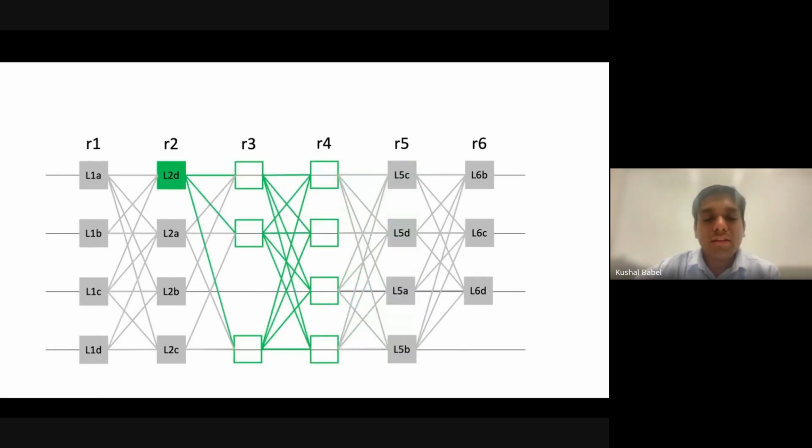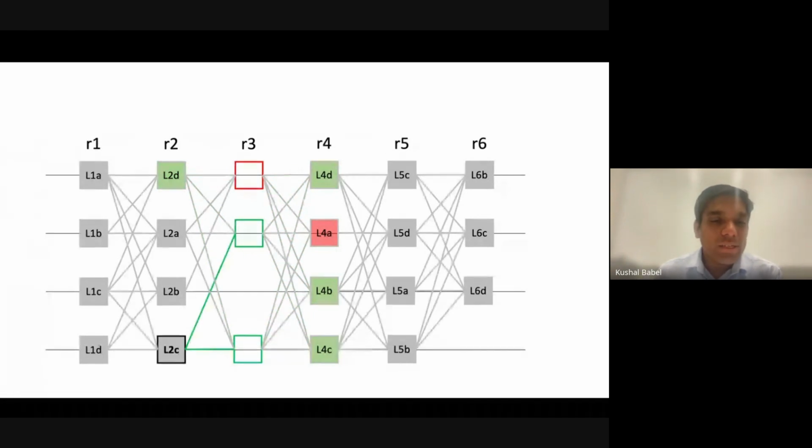Okay. Now, what about L2D? It also has enough certificates for a direct commit, right? It has at least 2F+1 certificates here in round R+2. So you can actually commit L2D as well.